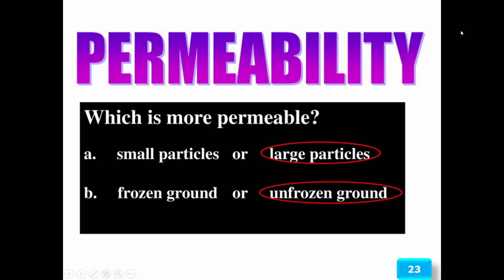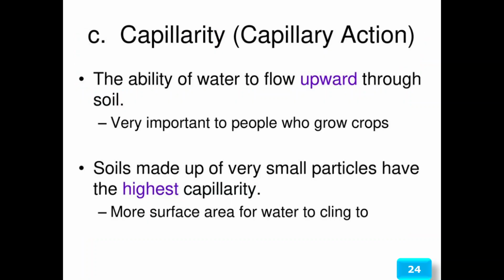Permeability gradually increases with particle size. Which has more permeability: large particles, and which zone, saturated or unsaturated? We can expect the unsaturated zone. Then capillarity: the capillary action is the ability of water to flow upward through soil. It is very important to people who grow crops. Soil made up of very small particles has the highest capillarity, because there is more surface area for water to cling to.